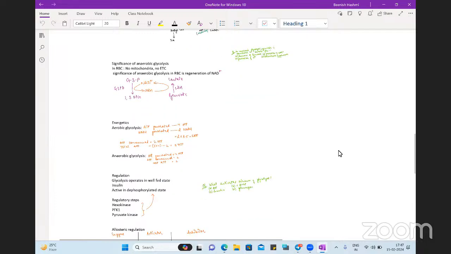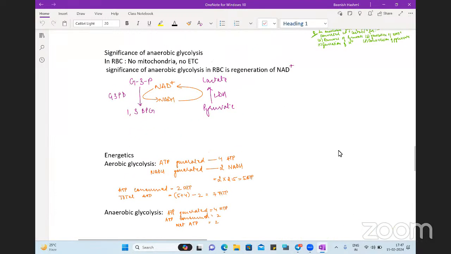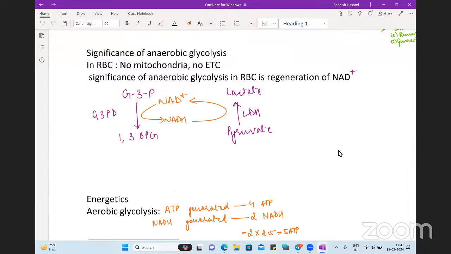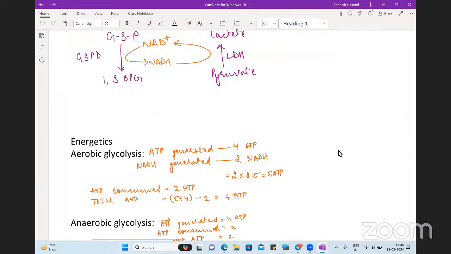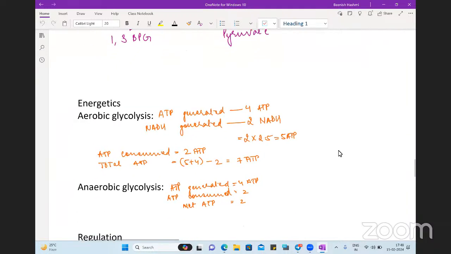Now moving on. I've already spoken about this, but I'll take this once again. Significance of anaerobic glycolysis: in RBC, where there's no mitochondria and no electron transport chain running, that step becomes important because formation of lactate from pyruvate is coupled with the glyceraldehyde 3-phosphate dehydrogenase enzyme. So regeneration of NAD plus is very important.